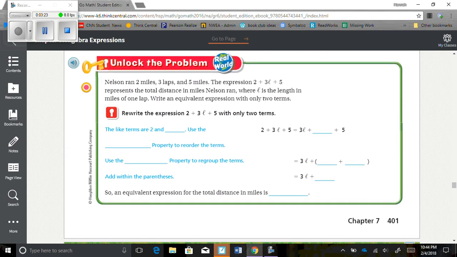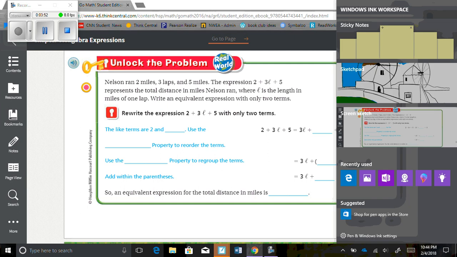Now let's look at today's problems. So we're going to unlock the problem. It says Nelson ran 2 miles, 3 laps, and 5 miles. The expression 2 plus 3L plus 5 represents the total distance in miles Nelson ran, where L is the length in miles of 1 lap. Write an equivalent expression with only 2 terms. Okay, so we're going to rewrite the expression 2 plus 3L, which means 3 times L, plus 5. And we're going to do that with only 2 terms. Okay?